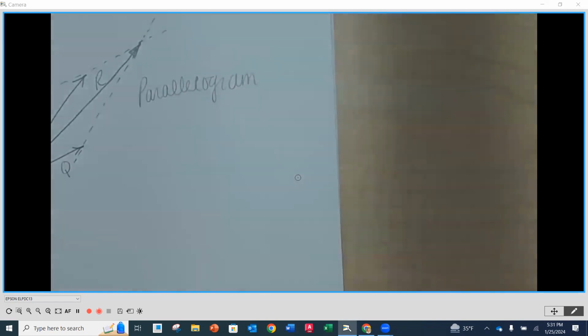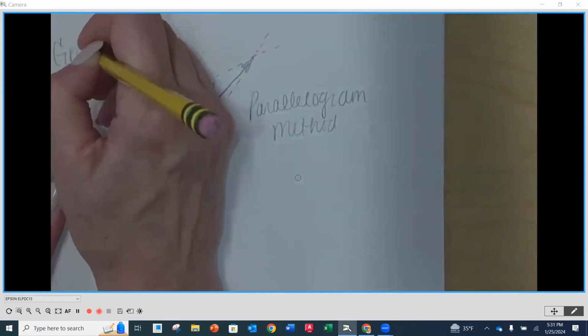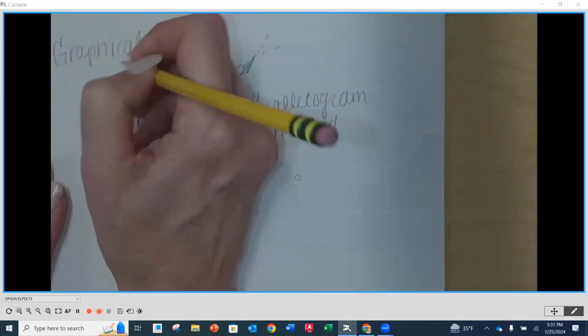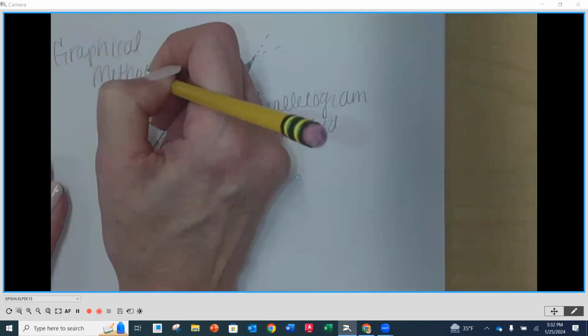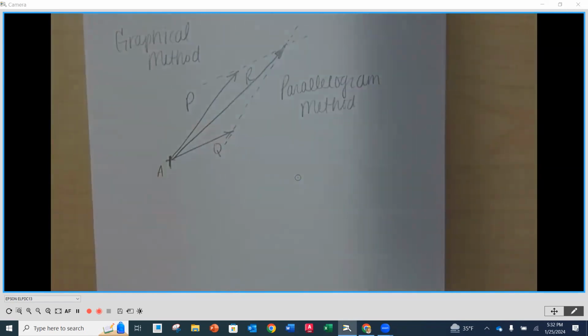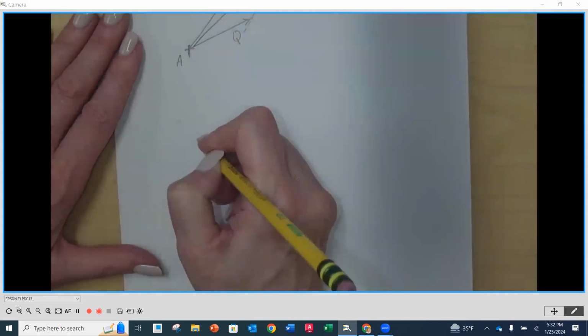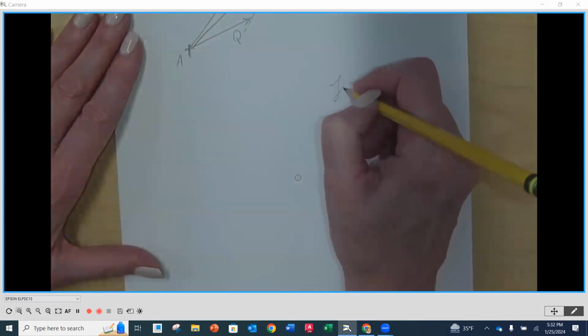Parallelogram method. And this is considered a graphical method to solve for a resultant when there are two forces present. Now there's another graphical method that we can use, and it's called the triangle method. Again, both of these, the parallelogram method and the triangle method, are for when we only have two forces that we're trying to find the resultant for. So the other way that we're going to do this, we're going to start with A, and this is going to be called the triangle method.